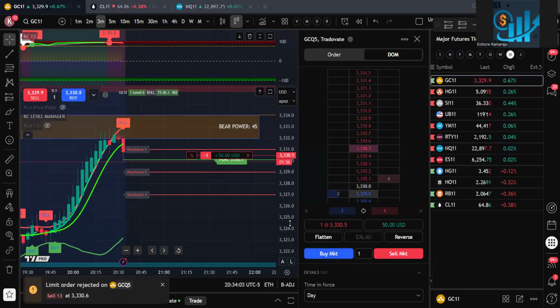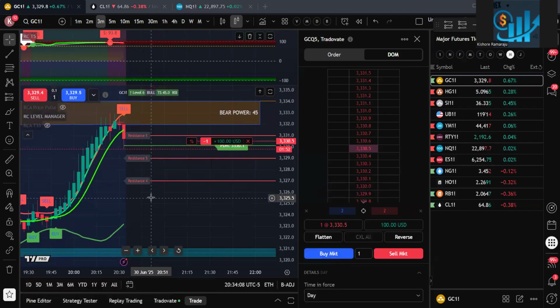I also took a shot on GC. Right, same thing. You had huge bullish candles. Then it touched the sell zone. We got a sell signal.